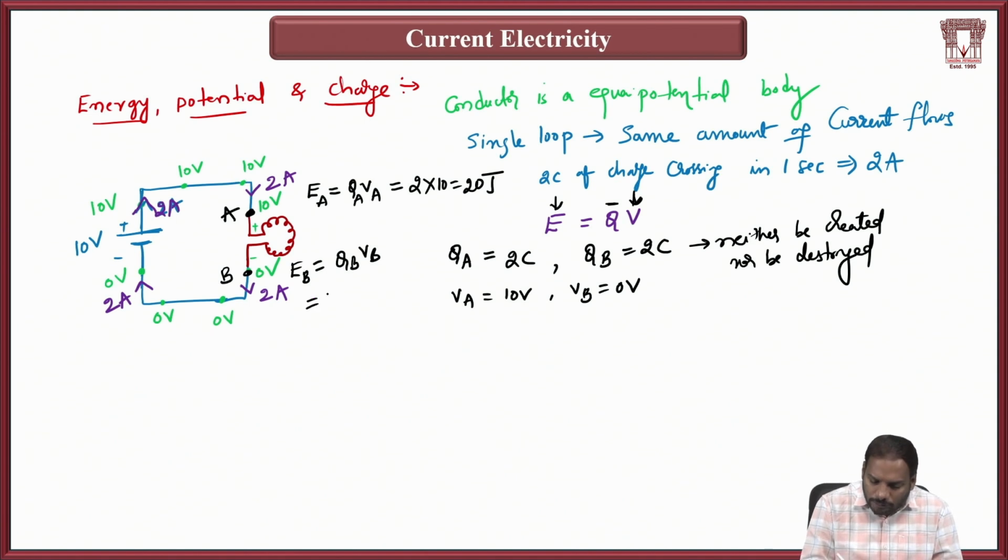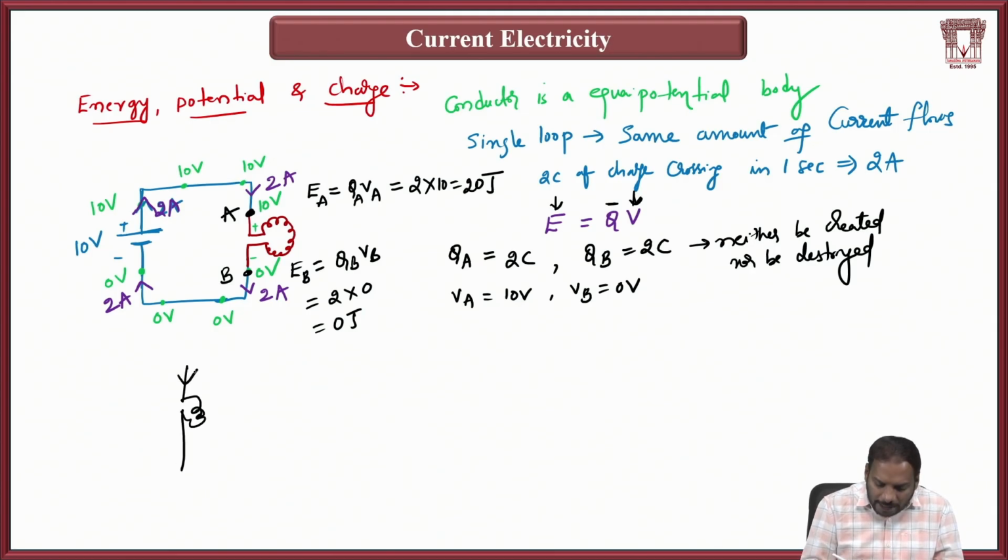Now similarly, the energy of the charges at point B is equal to QB into VB. QB is nothing but 2 coulombs multiplied with VB. VB is 0. So the energy of the charges is how much? 0 joules. So whenever the charges are entering the bulb, try to understand the concept clearly.